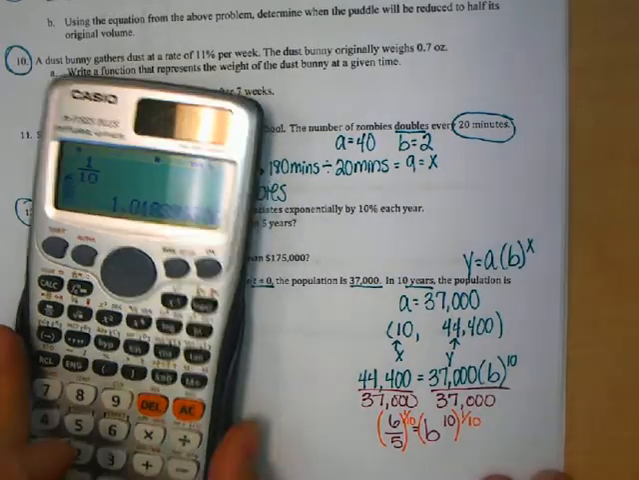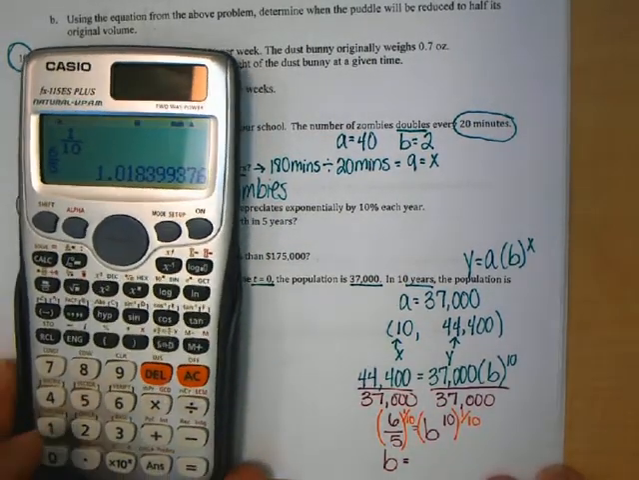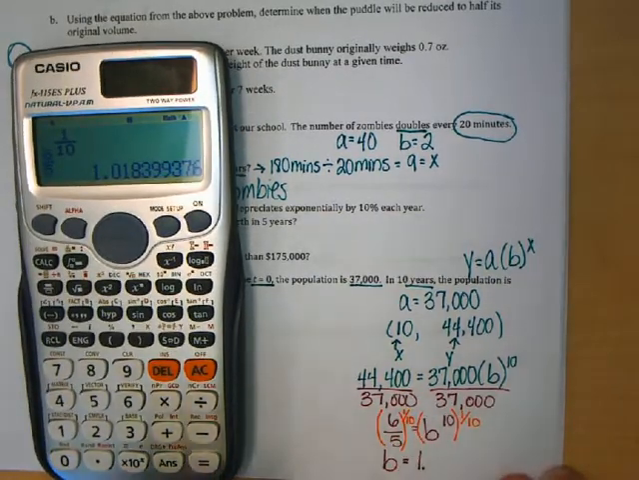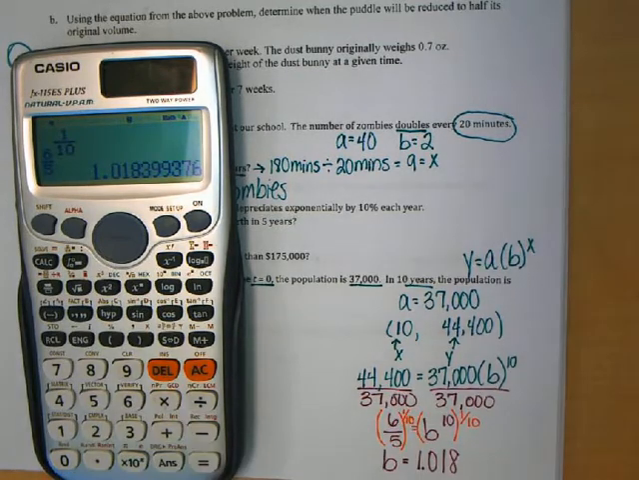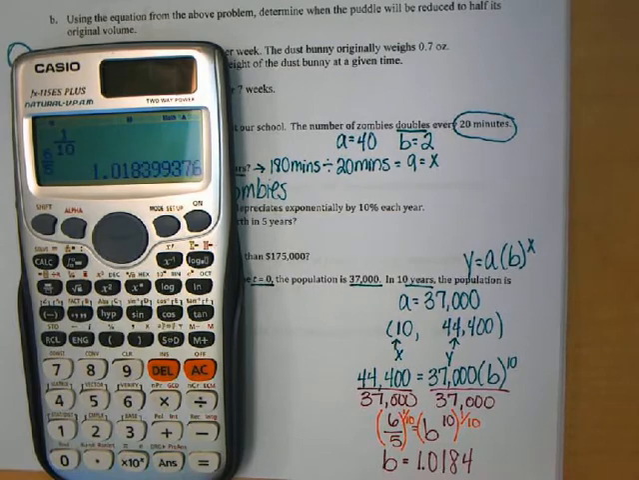And I get, now I'm going to write out a lot of decimals because I want to make sure that I am correct. So I'm going to do 4 decimal places. 1.0184.